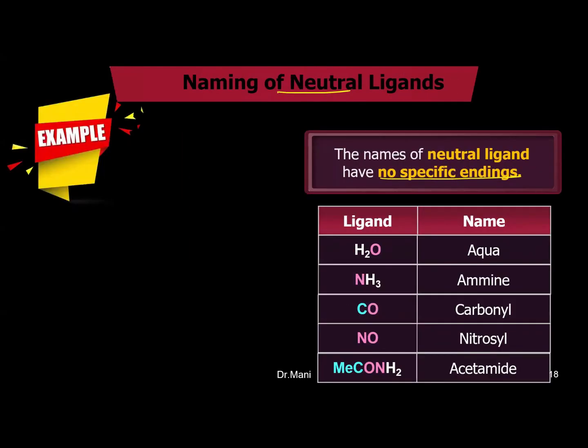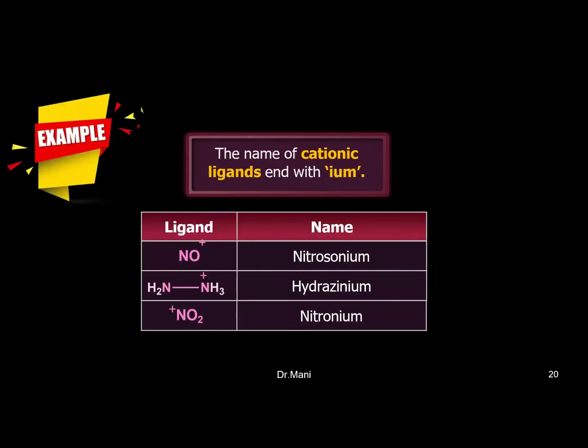Actually, these slides are repeated again. I'm just going forward. So next, the naming given for the cationic ligands. Remember, whenever you see a cationic ligand, it ends with IUM. For anionic, it ends with O. For cationic, it ends with IUM. For example, you can see here nitrosonium, hydrazonium, nitronium. Remember this. If it is anionic, it ends with O. If it is cationic, it ends with IUM.